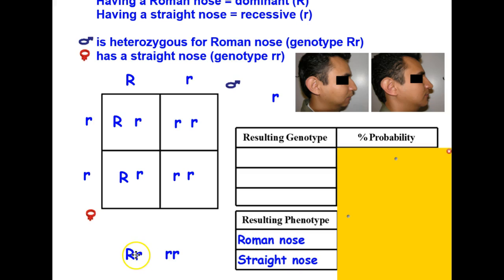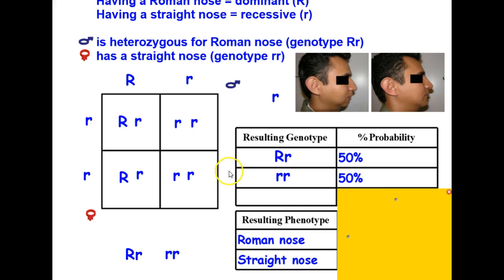Now for the resulting genotypes, you can see we only have 2 possibilities on our square. We have our heterozygous dominant in 2 cases, and we have our homozygous recessive in the other 2 cases. So for resulting genotype, we have big R, little r as 50%, 2 out of 4. And we have little r, little r, homozygous recessive, being 50%, 2 out of 4 on this as well.